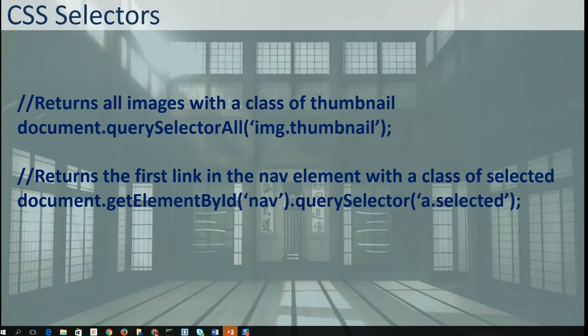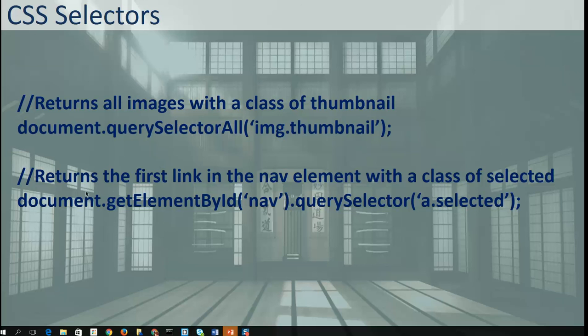Now some of the newer syntax that we can use is what's called a CSS selector. Let's say we wanted to retrieve all the images with a class of thumbnail. We can use querySelectorAll. So notice document.querySelectorAll, and we pass it the element type, then a dot, and then the class name. So any image with the class thumbnail would be returned by this query.